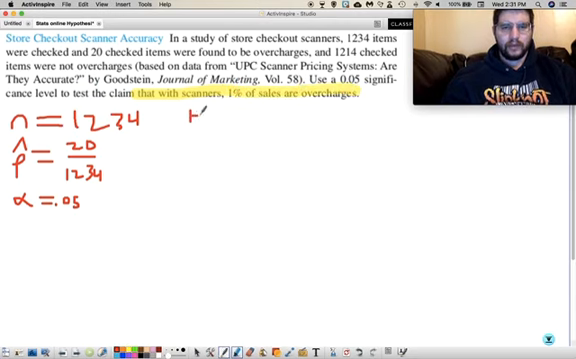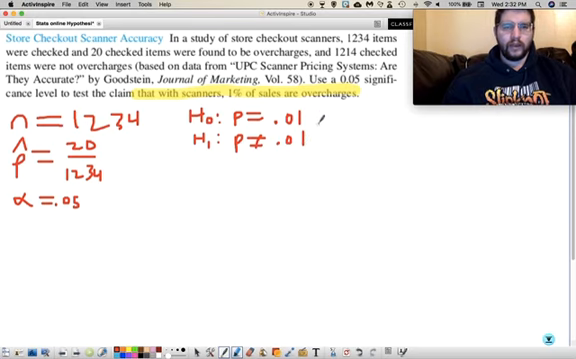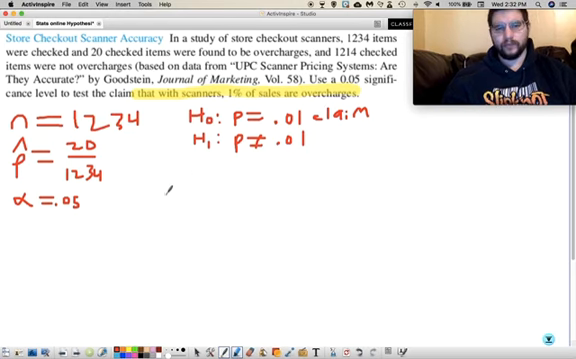Okay, so H0, H1. We want to test the claim that 1% of sales are overcharges. That's equality. P equals 1%. So our alternative would be it's not equal to. Our claim is in the null this time. So we can disprove this claim, but we can't prove it, based on where the claim is.